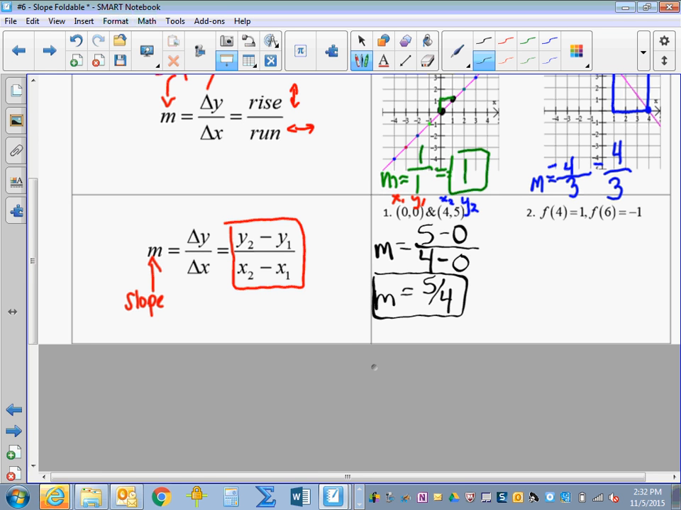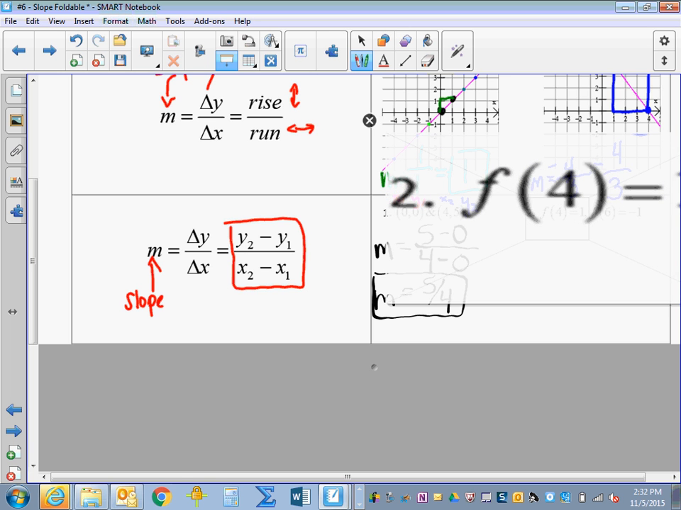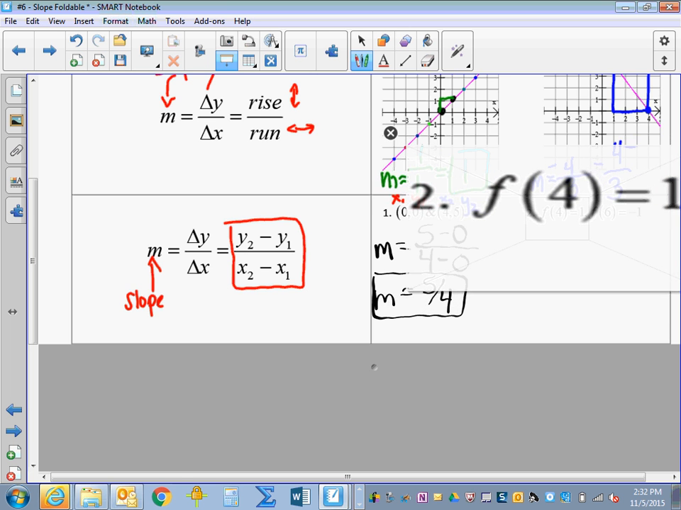Okay, let's take a look at number two. All right, they gave us ordered pairs, but it's presented to us differently. Taking a look at my first piece here. Let me zoom in on this for you. Okay, it says f of 4 equals 1. We have an x value here and we have a y value. Which one is my x value? 4. Yeah, what's inside is my x value.